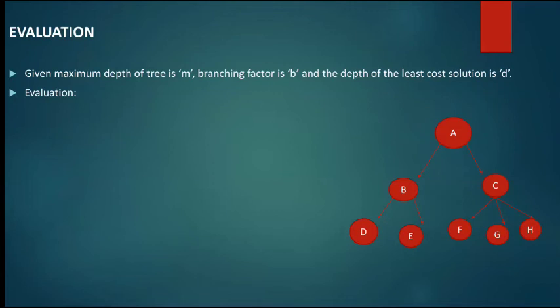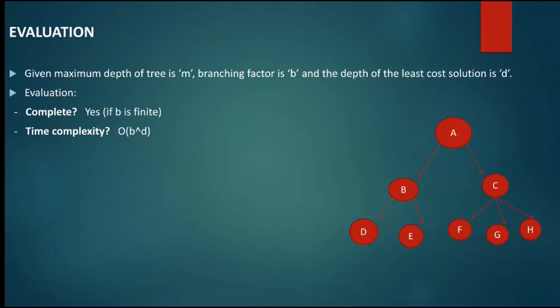So what is the time complexity then? How can we say that about the time complexity? Now at any level, the branching factor is B. Branching factor is the maximum number of nodes one level can accommodate. So at any level the maximum branching factor is B. Now the goal state is found at depth D, the least cost. So we can find this time complexity as order of B to the power D.